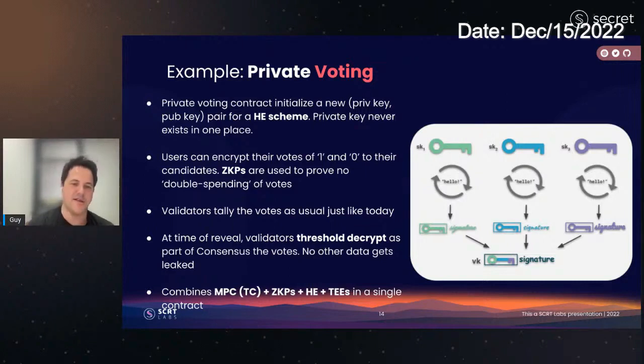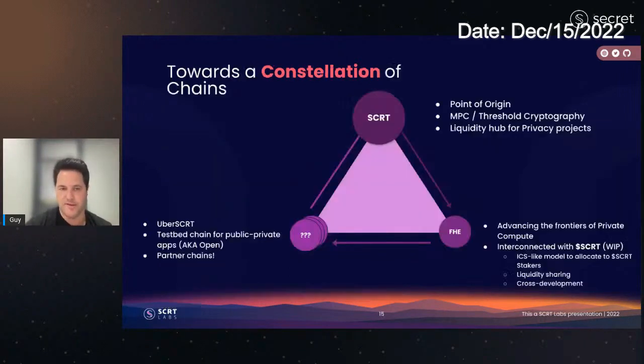And the important part is that it's the same user experience that we have in Secret 1.0, but this already combines MPC, zero knowledge proofs, homomorphic encryption, TEEs, all in one, to create a much better and much more robust system. And the goal is really to expand way, way beyond that.